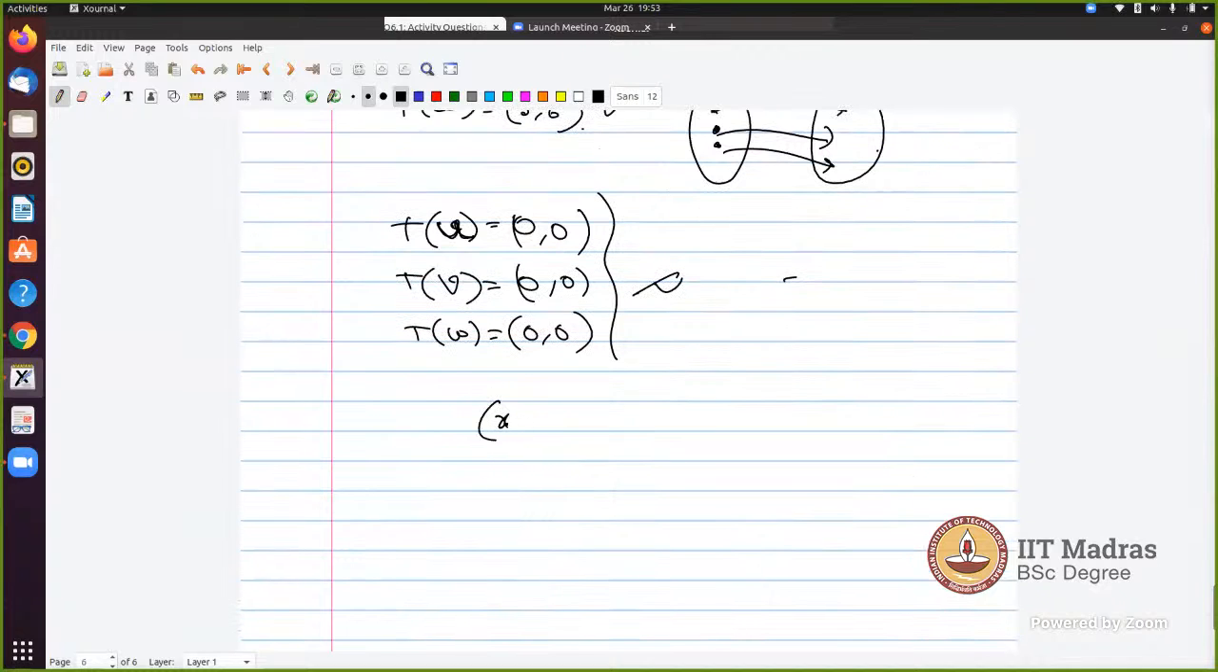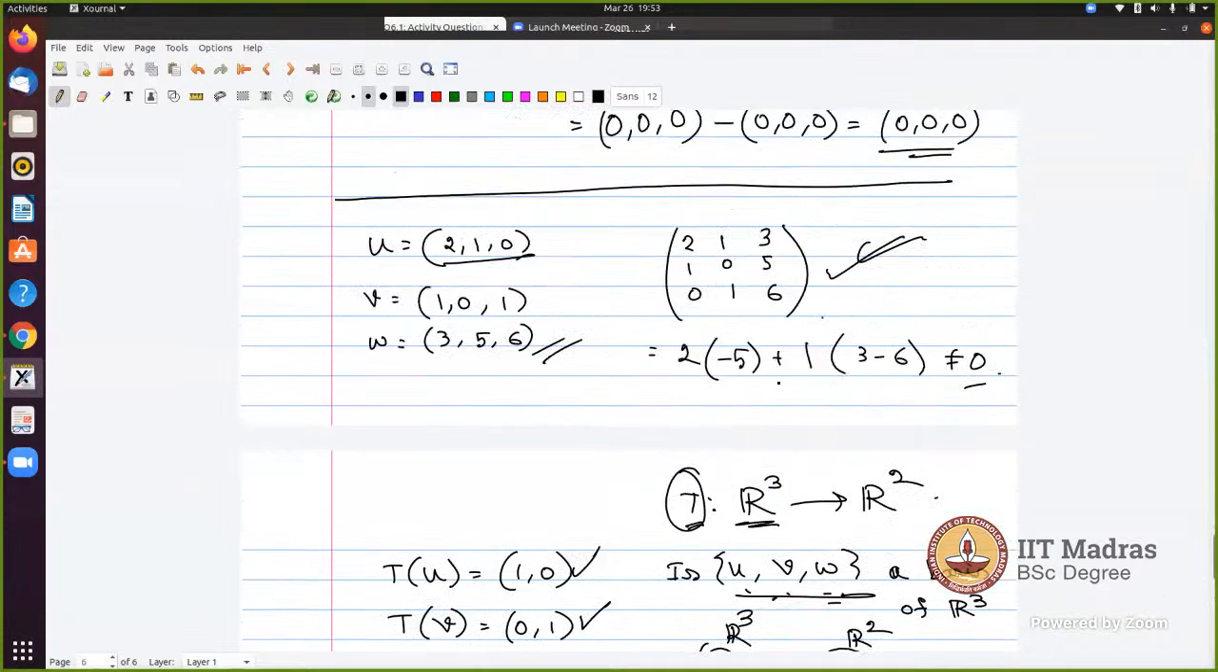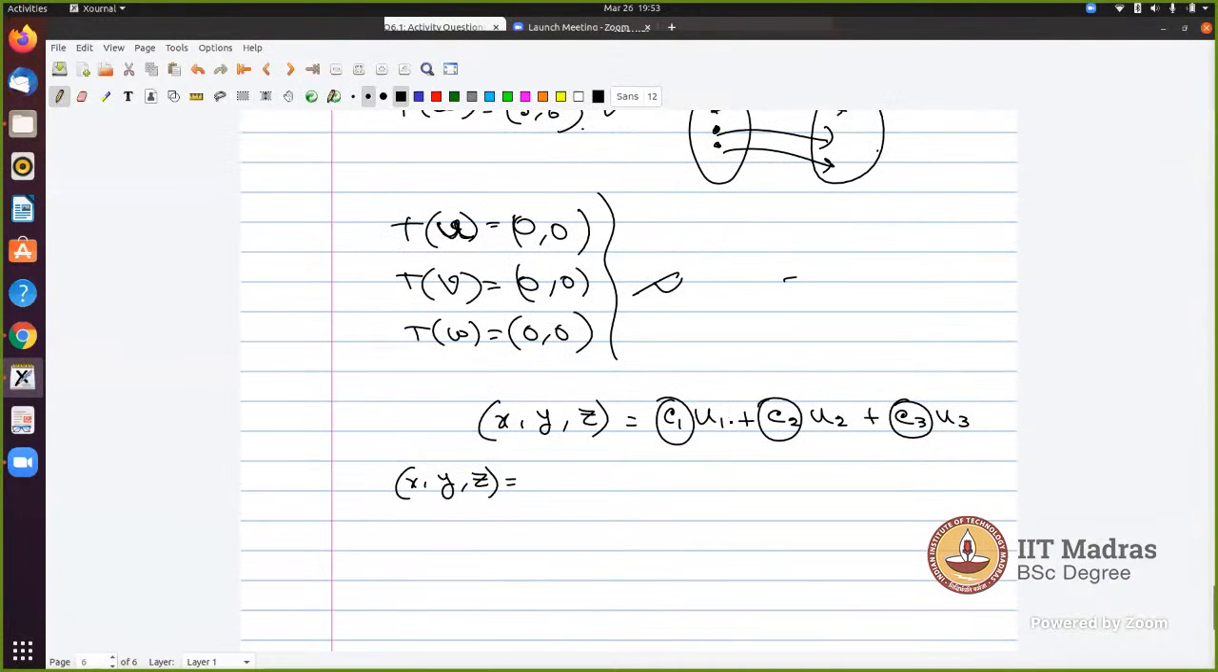Suppose in R3 I have X, Y, Z as my general vector, correct? So I can write it as C1 U1, C2 U2, and C3 U3, right? Okay. So can you first determine what C1, C2, and C3 are from the given equation? Let's try to write it. What is U1? So here U, V and W, let's write that.